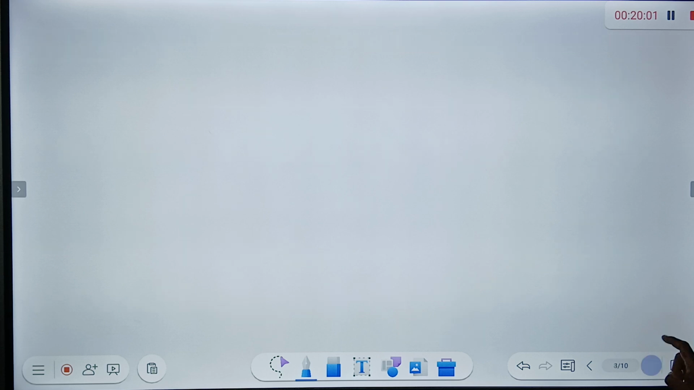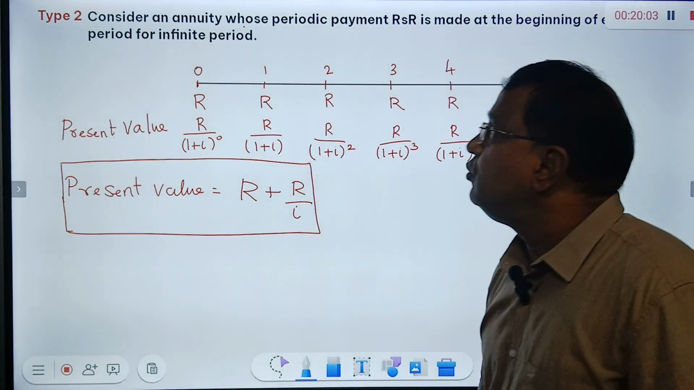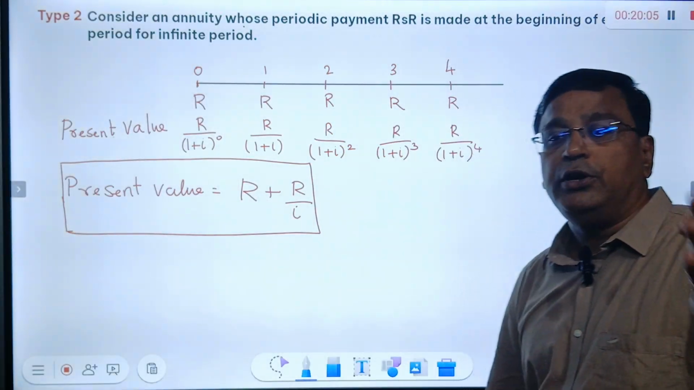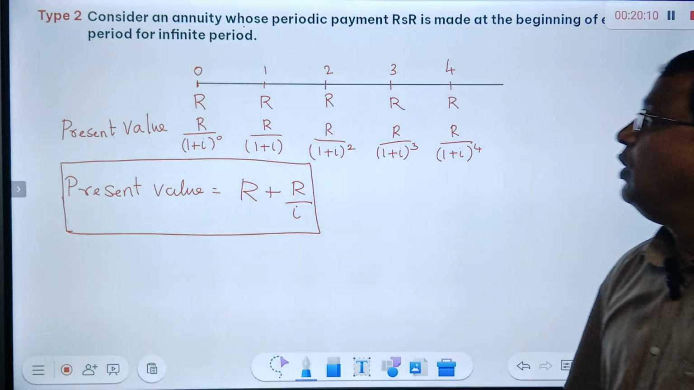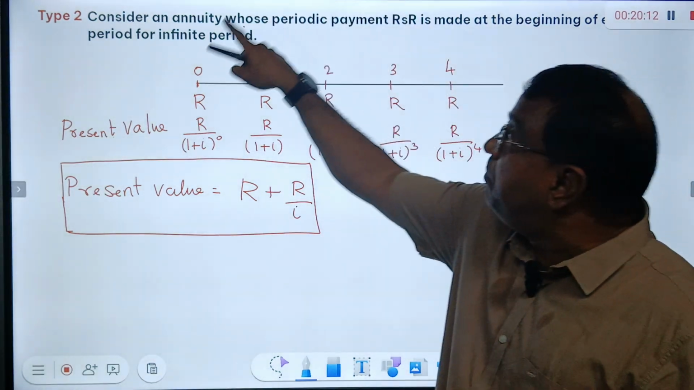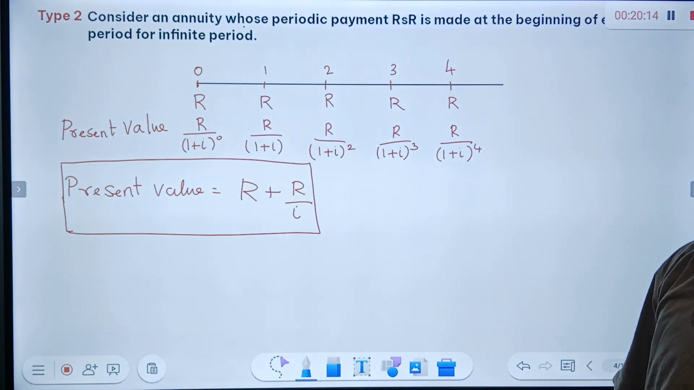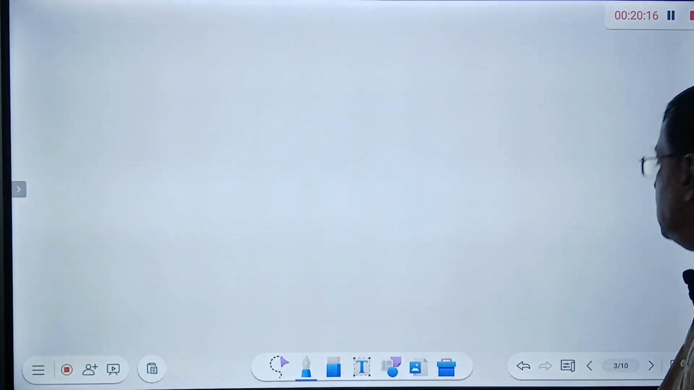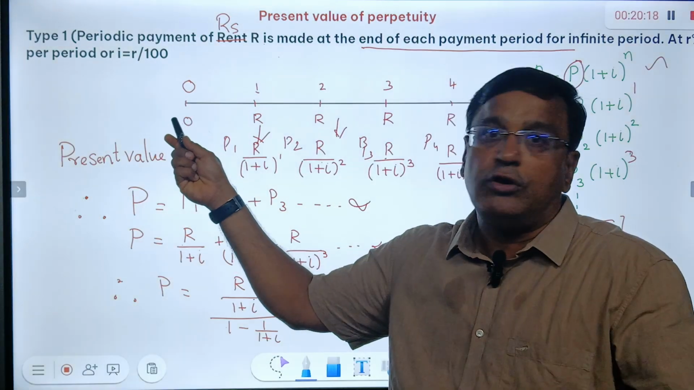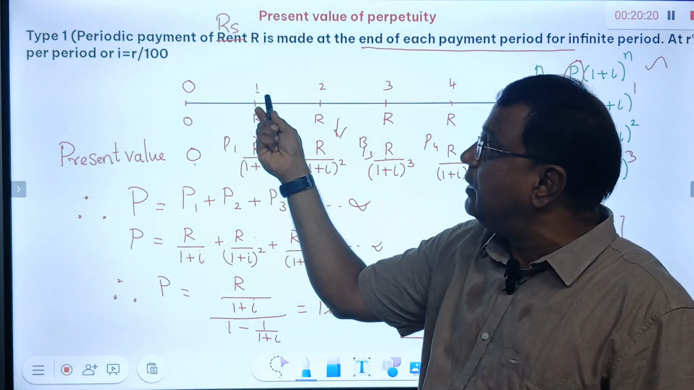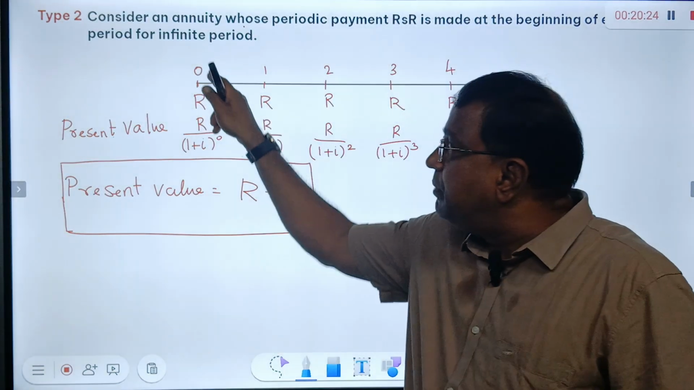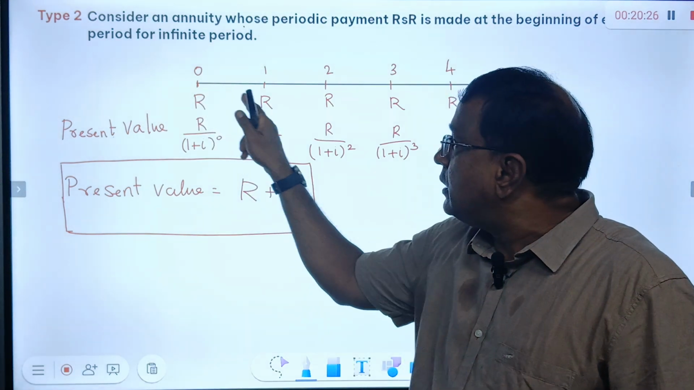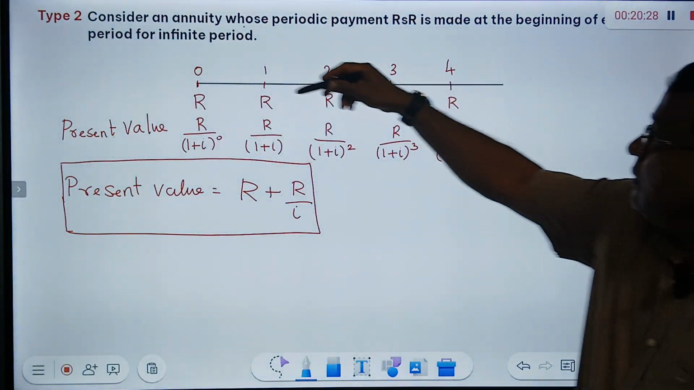Okay, now let's go to the next one. What is the type 2 problem? I have made the periodic payment R at the end of each period. What if I start making the payment at the beginning itself? I pay it in advance. In the previous case, at 0 it was 0 because I have not made any payment. At the end of that term only I make the payment. Whereas in this case, I make the payment in the beginning itself. Correct? So I do the same thing.